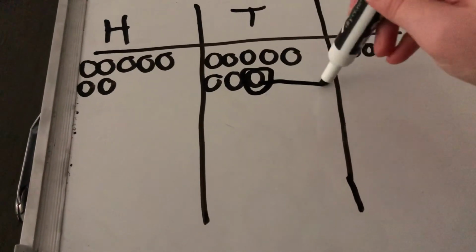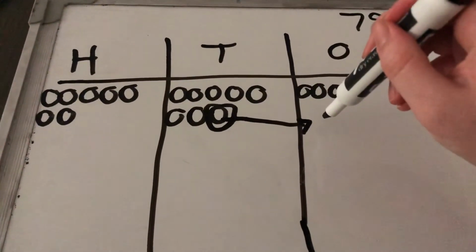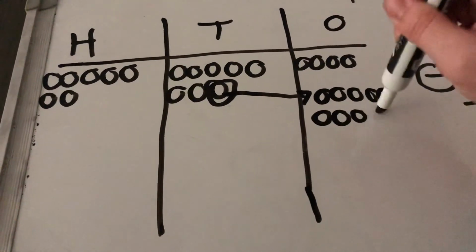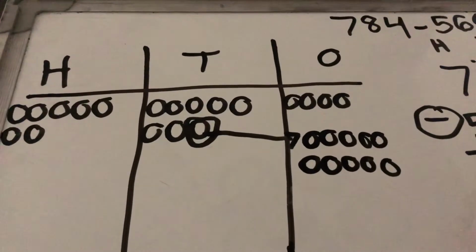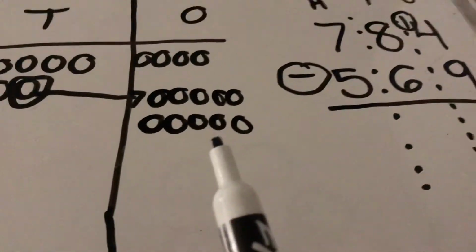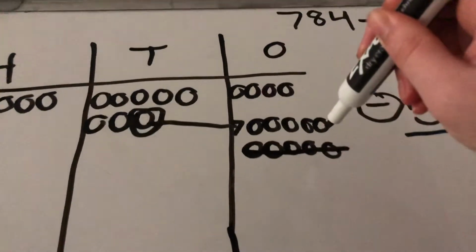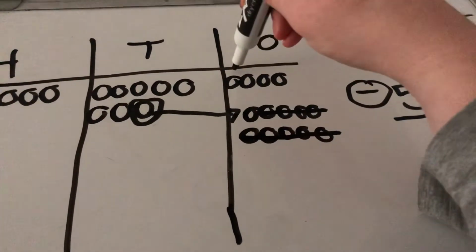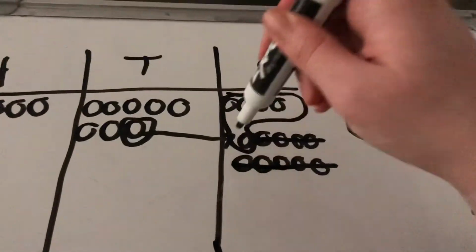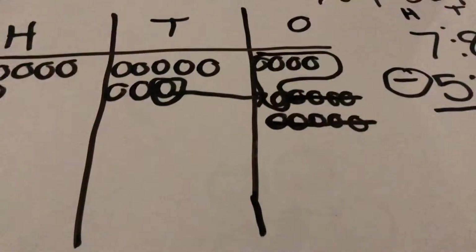So a group of 10 comes over to make how many ones? How many ones does a group of 10 make? Yeah, right, 10. So now instead of 4 ones, we have 14 ones. 14 minus 9. We can take away 9 because 9 is less than 14. So we take away 9 and we have 1, 2, 3, 4, 5 left. We have 5 ones. Okay?